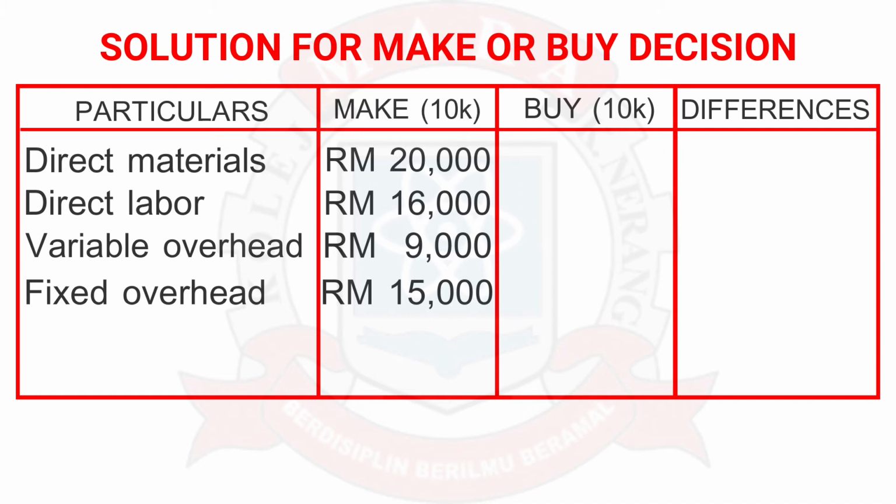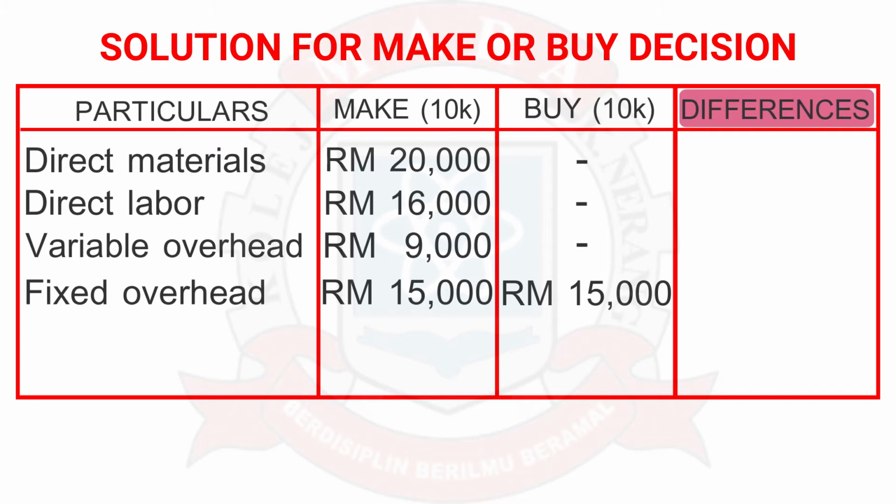If Ali Company decides to buy the widgets, then the direct material cost can be avoided, direct labor cost can be avoided, variable overhead cost can be avoided. Ali Company still needs to incur fixed overhead cost of RM15,000 because fixed cost is an unavoidable cost.